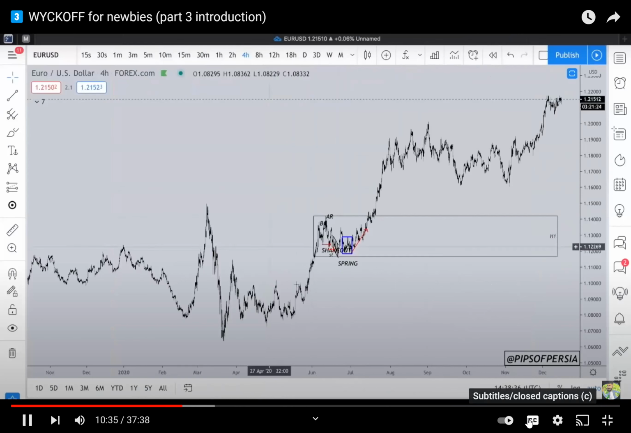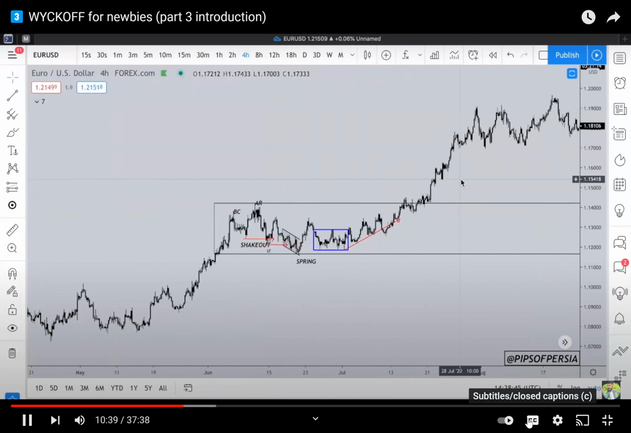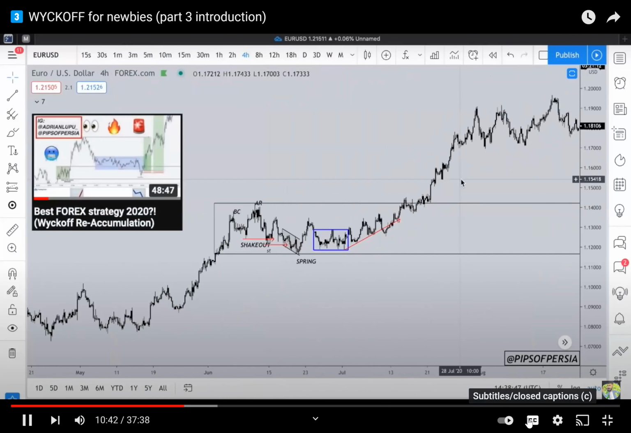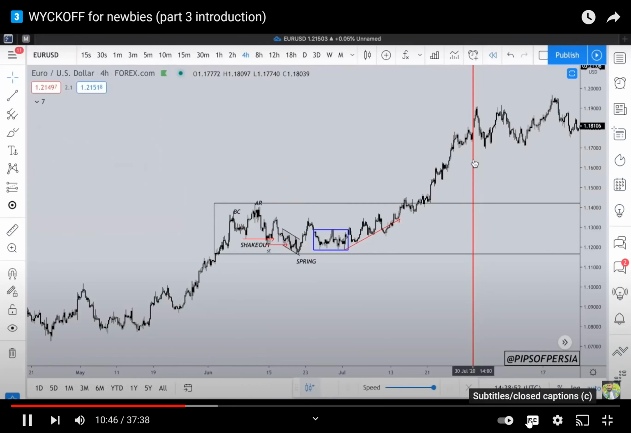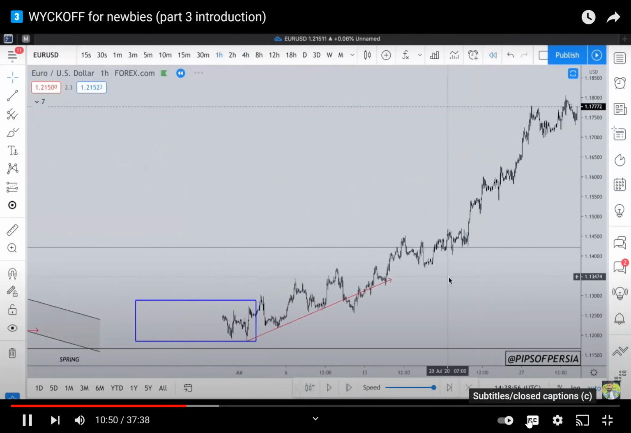The first one I want to speak about is this Euro USD reaccumulation, which we already have a video about posted as well, titled Best Forex Strategy 2020, if you want to go ahead and watch that. I'm going to put this in replay mode and perhaps go to the hourly time frame just so we can see this a little bit easier.